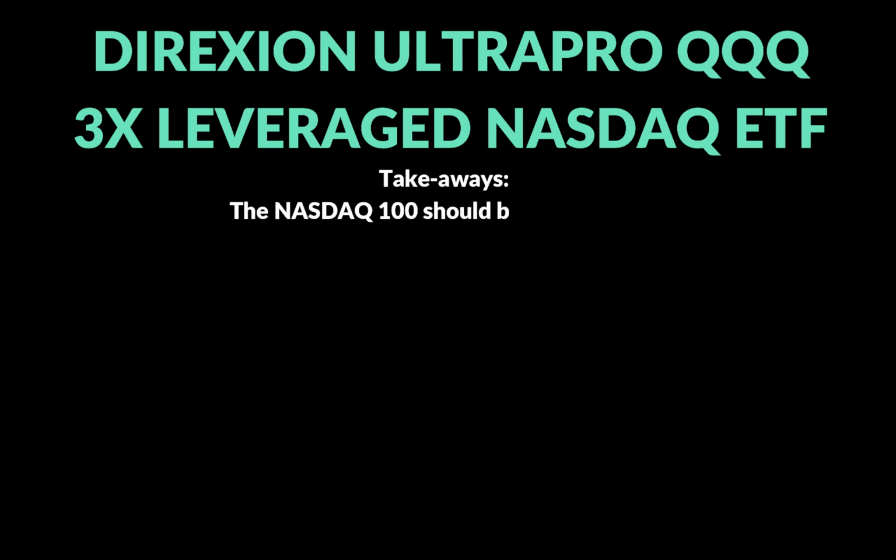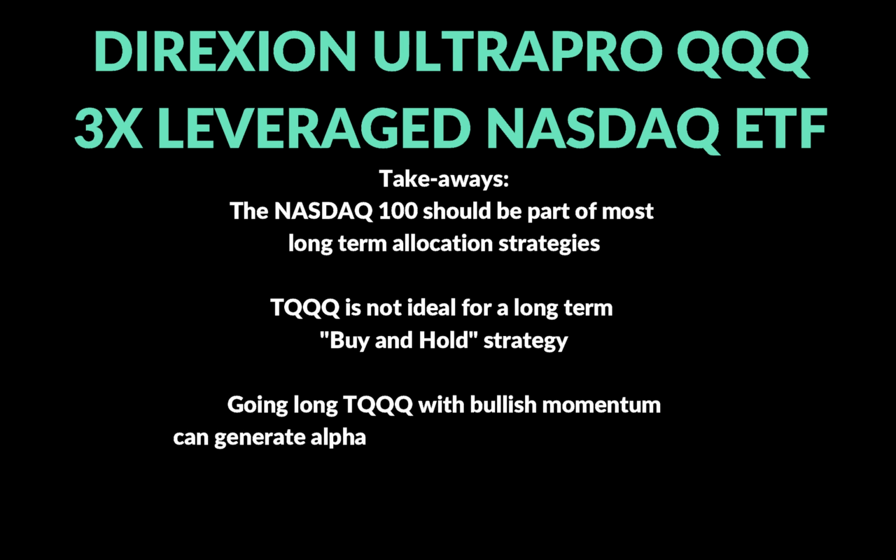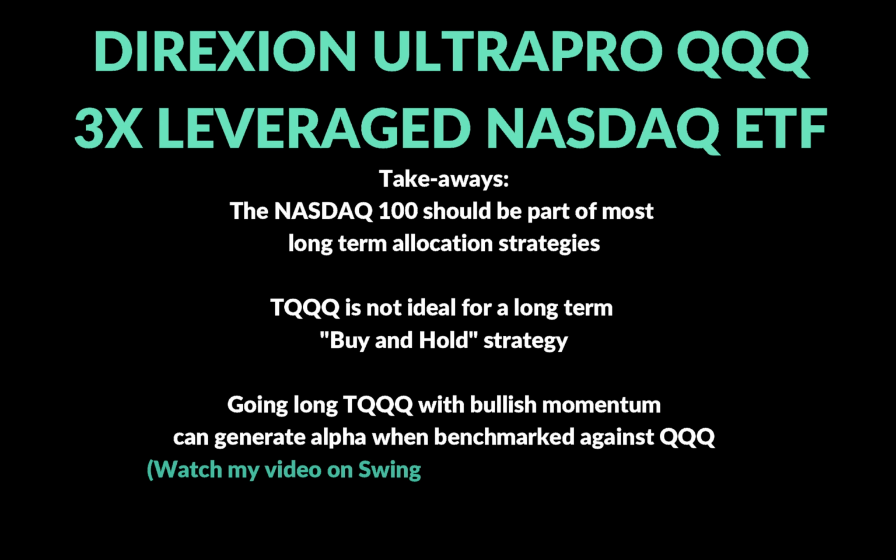A couple key takeaways on TQQQ. I think this is a really great instrument to use when you have really good bullish momentum in the tech stocks. Tech stocks have been fantastic investments over the last 10 years at least, and look like their outlook is still really positive, as a lot of these tech stocks are now becoming almost like utility stocks, where they are so heavily ingrained in the infrastructure of how we do business. So I think the NASDAQ 100 should be part of just about any long-term allocation strategy.